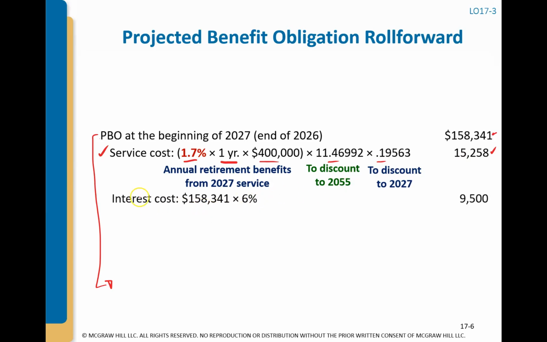We also have another item in the projected benefit obligation, which is the interest cost. So we're going to take our beginning balance of our projected benefit obligation, multiplied by the interest rate we're given, and that's $9,500. Again, that's going to be a debit to pension expense and credit to projected benefit obligation. And then we have our ending projected benefit obligation of $183,099, which is what we calculated in the previous slide.